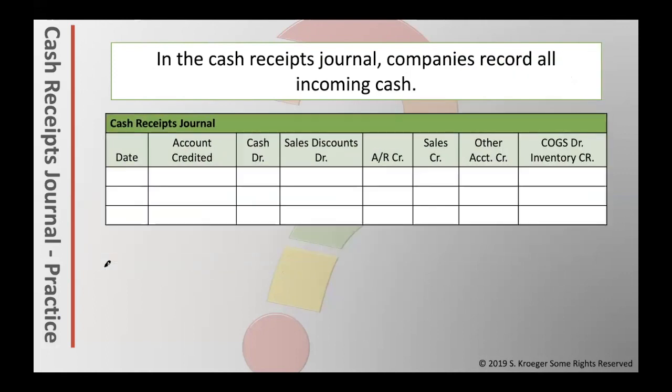This is what the cash receipts journal looks like. We have the date column, account credited, cash debit. This account always needs to be used because this is the cash receipts journal, which means we are receiving cash.